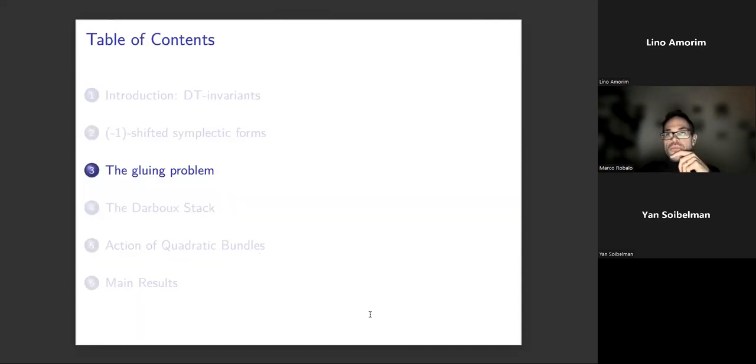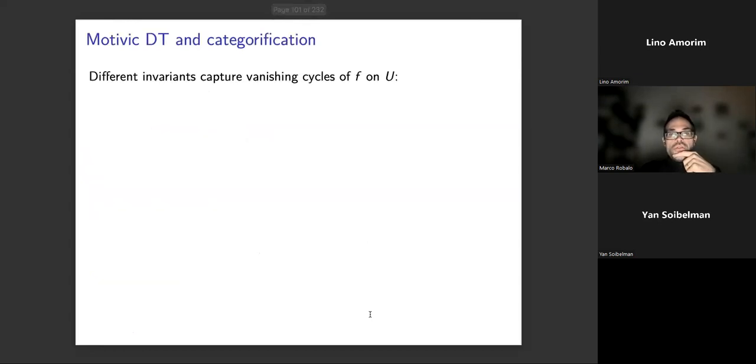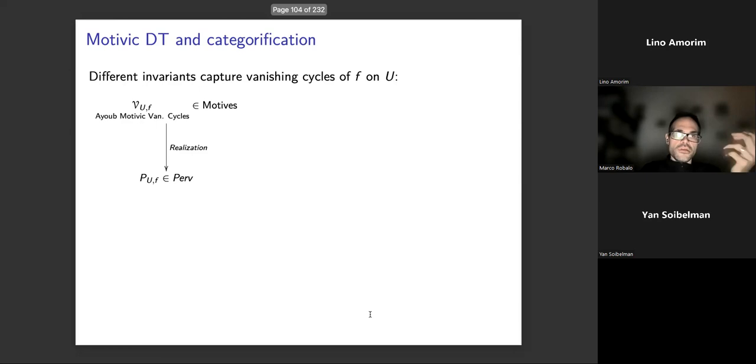So now let me explain what we try to do. As I said before, the basic pieces that we care about are these derived critical loci. So if you have a U and an F, you can look at the different invariants that capture this vanishing cycles information. The first is the perverse sheaf of vanishing cycles. The second would be the motive of vanishing cycles, which is just an object that lives in motives, in Voevodsky motives, I mean. This object was constructed by Ayoub, Joseph Ayoub, and has the property that after realization, it coincides with the perverse sheaf of vanishing cycles. So, the Betti realization.